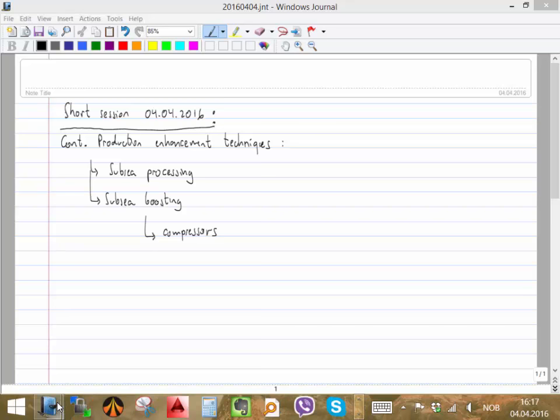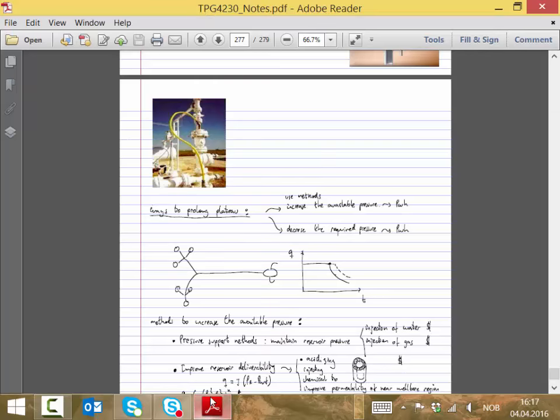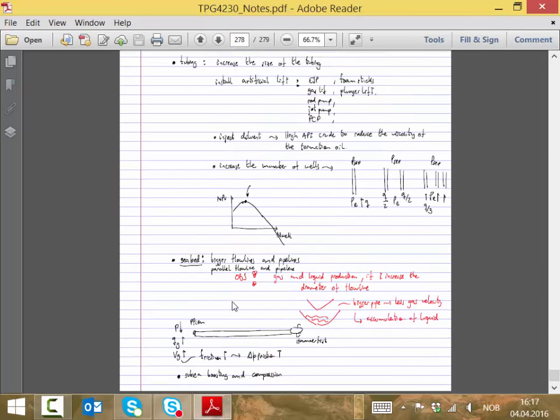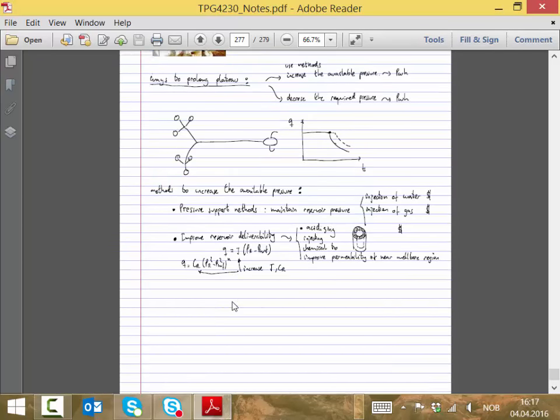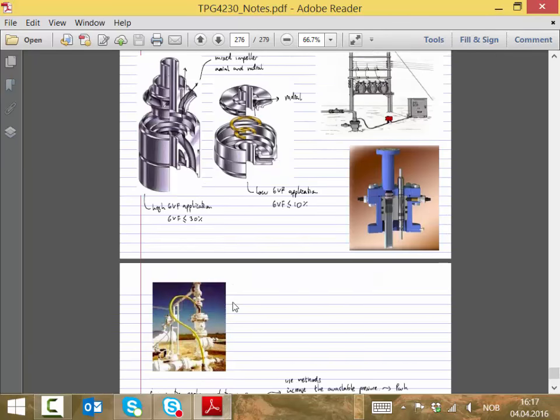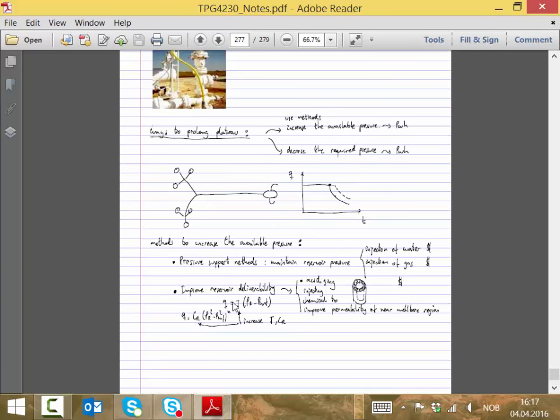So let's see what we were doing. I think that if we look at the last class, that could give us a hint. We were talking about ways to prolong the plateau, or in a more general way, production enhancement techniques. We talked about what we could do from the reservoir side. We could provide a better pressure support: injection of water, injection of gas.